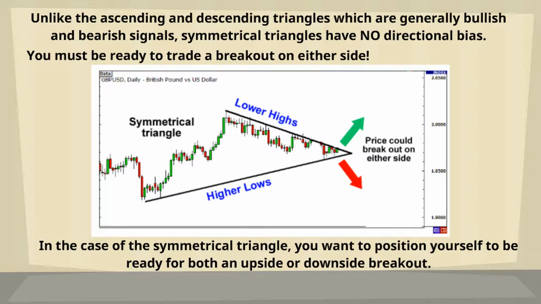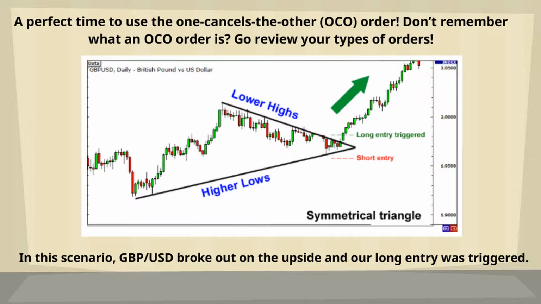In the case of the symmetrical triangle, you want to position yourself to be ready for both an upside or downside breakout. A perfect time to use the one cancels the other, OCO, order. Don't remember what an OCO order is? Go review your types of orders. In this scenario, GBP/USD broke out on the upside and our long entry was triggered.